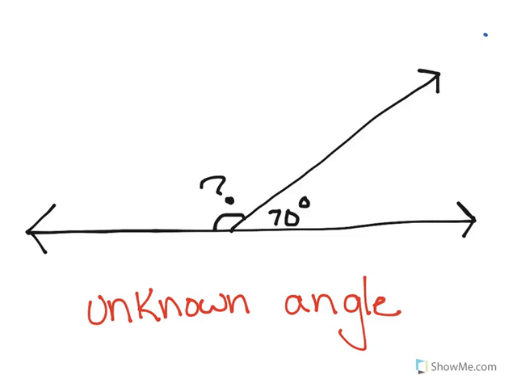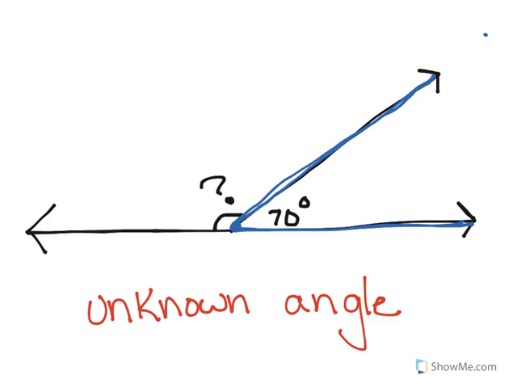First, I see two rays. This is two rays that make up an angle. So here is one ray and here is the second. I know that this is an acute angle because it is less than 90 degrees. They've also told me it measures 70 degrees.